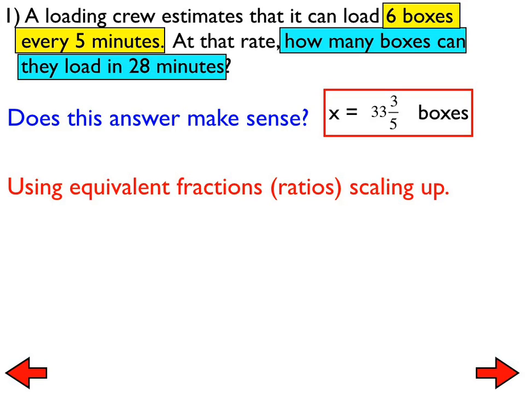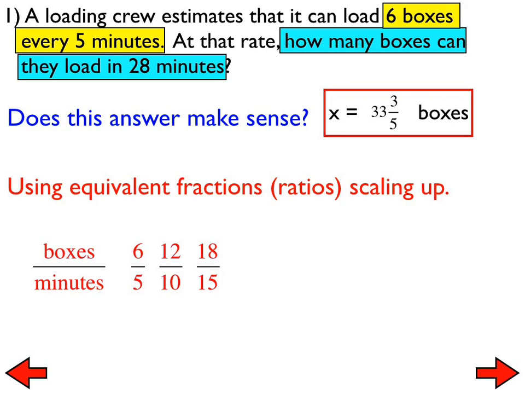If we scale up with equivalent fractions, we can figure out whether that makes sense for what we're doing here. The given rate was 6 boxes every 5 minutes. So I take that given rate and scale it up, multiplying top and bottom by 2, then multiplying 6 over 5 top and bottom by 3, and I keep writing equivalent ratios until I get past where I need to be. This is where I can stop. Look, the bottom numbers represent minutes and the top numbers represent boxes. So 28 minutes is somewhere in between those two numbers right there.